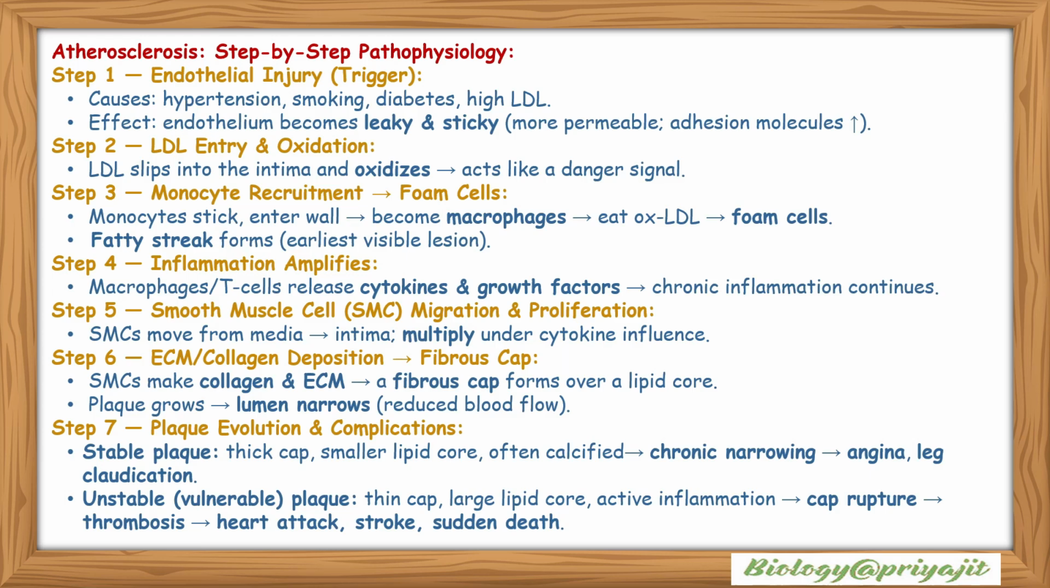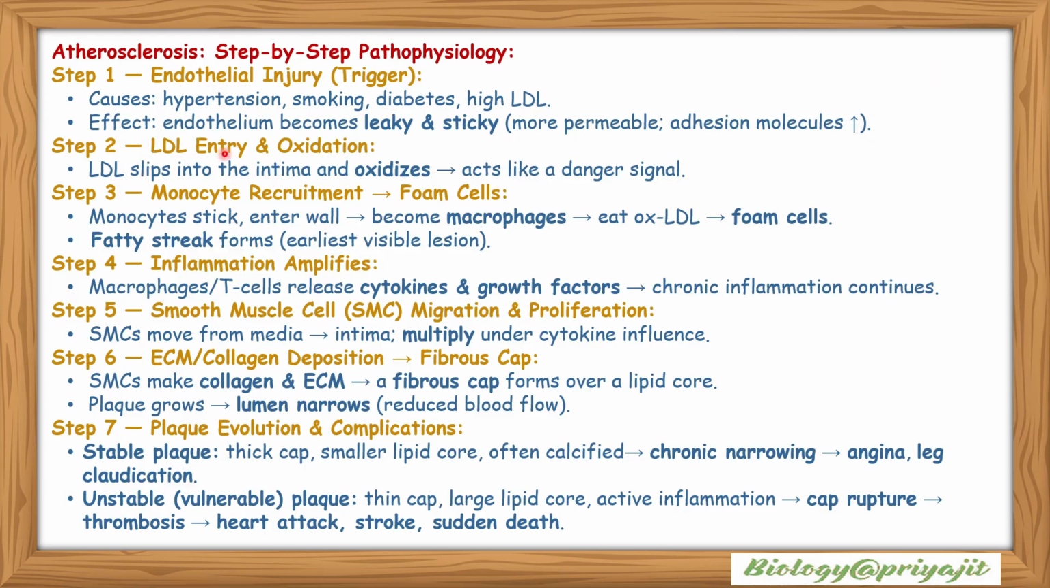Atherosclerosis step by step pathophysiology. Step 1: endothelial injury or trigger. It is caused by hypertension, smoking, diabetes, high LDL, etc. Effect: the endothelium becomes leaky and sticky, more permeable, and adhesion molecules become higher.